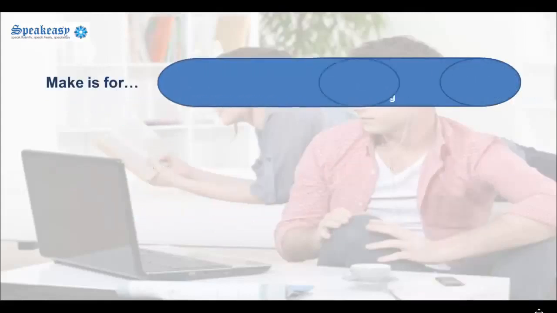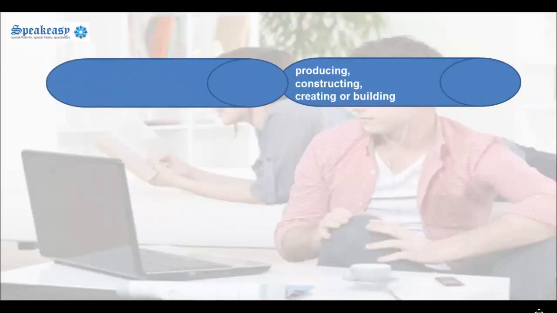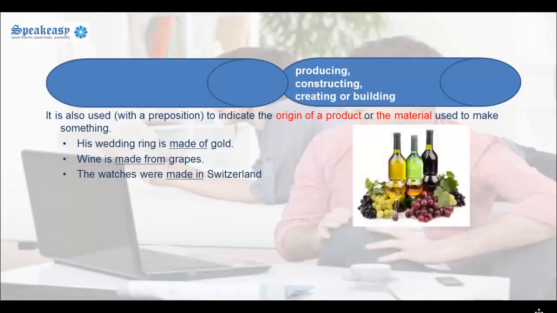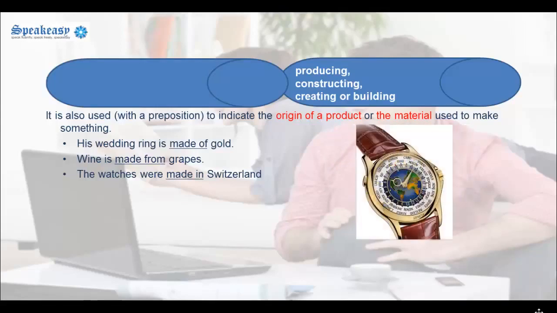Make is for producing, constructing, creating, or building. It is also used with a preposition to indicate the origin of a product or the material used to make something. His wedding ring is made of gold. Wine is made from grapes. The watches were made in Switzerland.